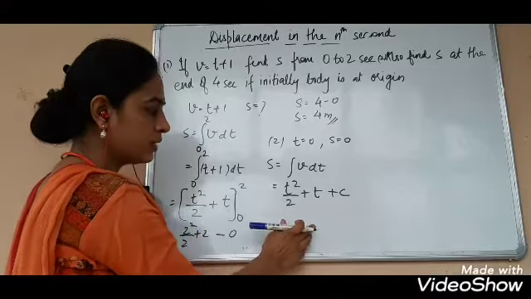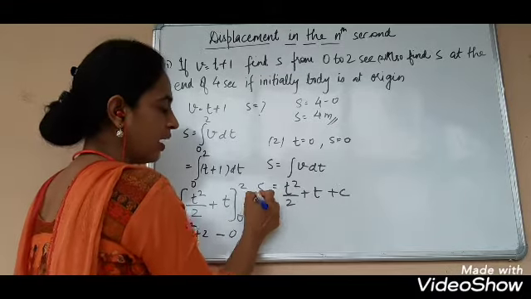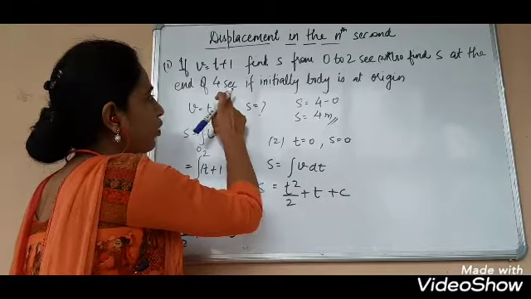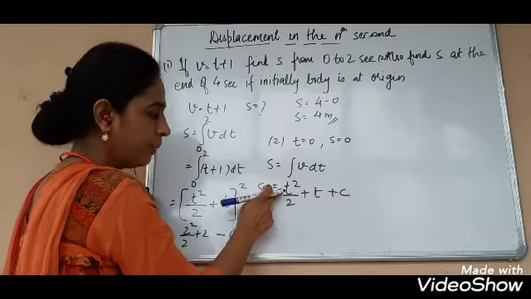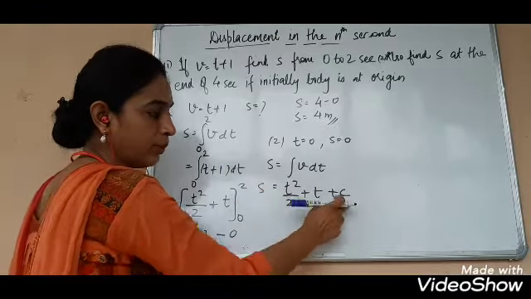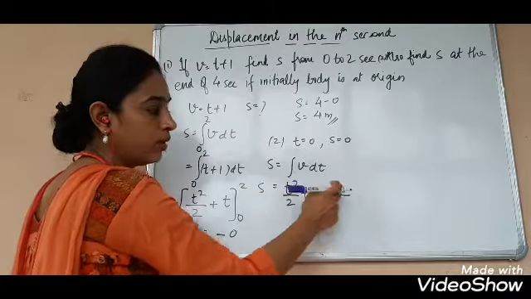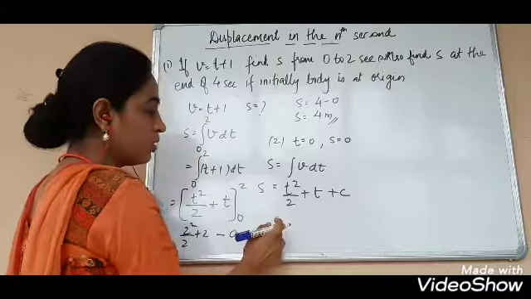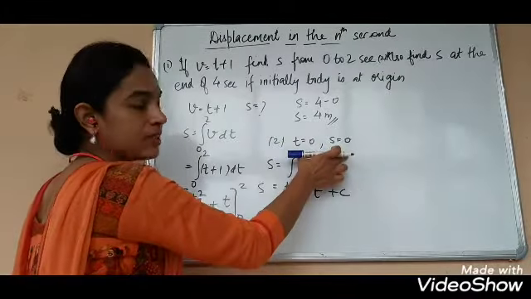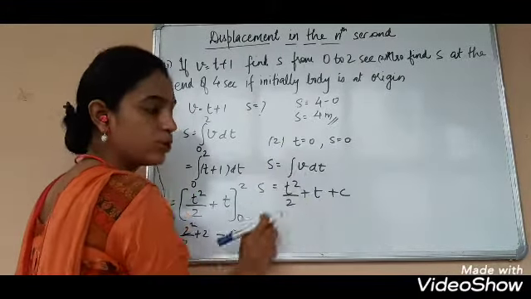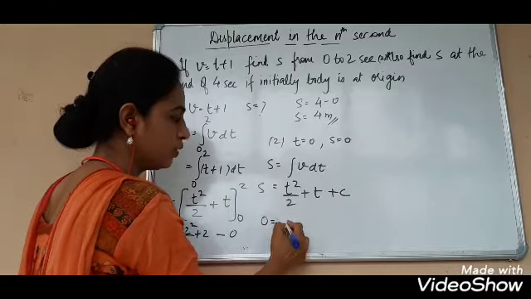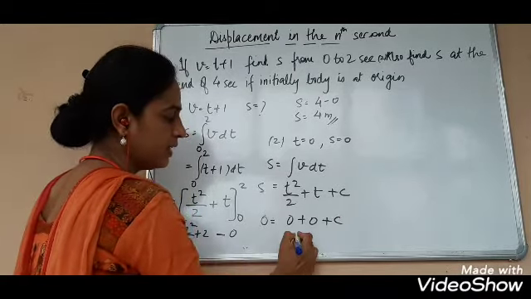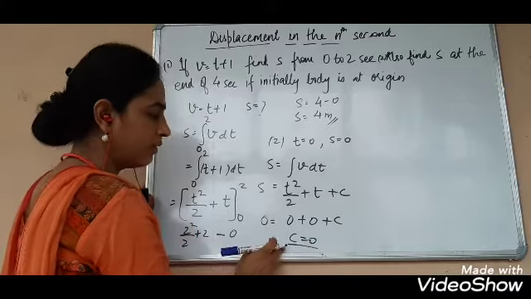Now you see the difference. Here we have the equation of s. Now at the end of 4 seconds we can find s by applying t equal to 4 here, but we need to know the value of c to get the exact value of s. So what do we do? We apply this condition. When t is equal to 0, s is equal to 0. So 0 is equal to 0 plus c. That means c is equal to 0. We get the value of c.